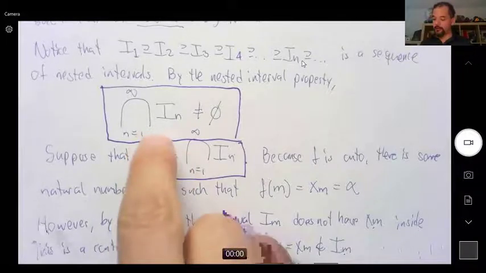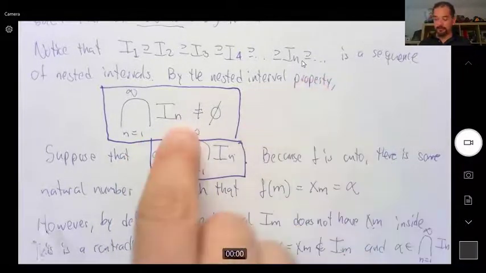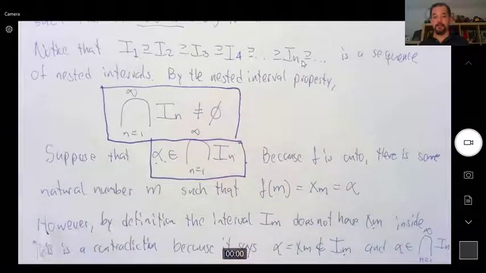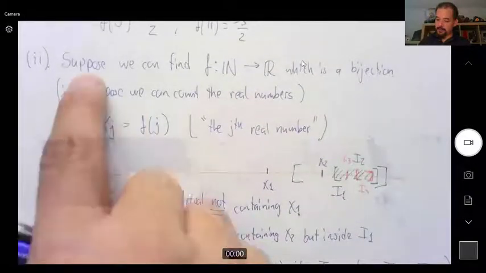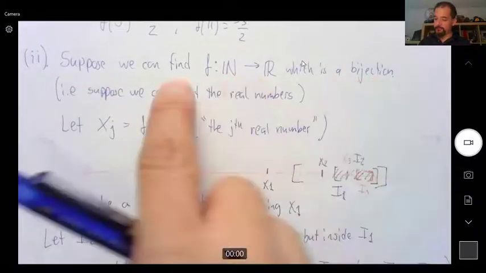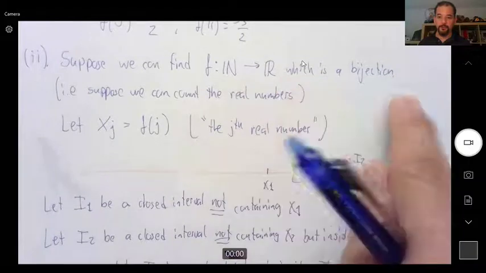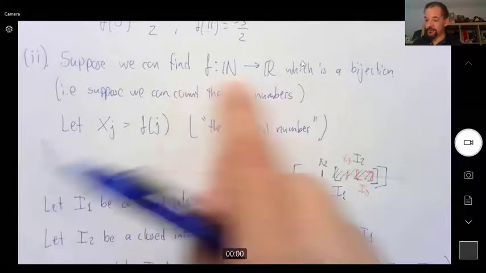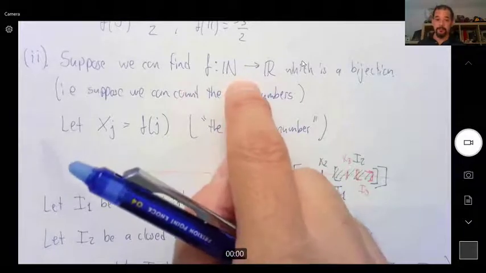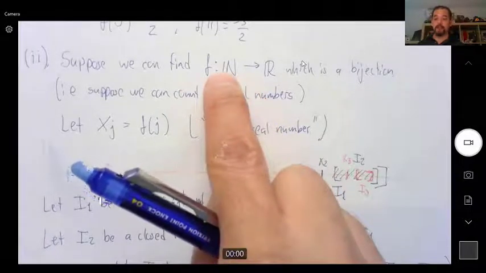However, the nested interval property says that the intersection cannot be empty. So something's wrong. And so where is it? I mean, we got something wrong here. What's the only thing we assumed? The only thing we assumed is right here at the top. That we can find this function. That's what's wrong to begin with. So the only logical conclusion is that this function does not exist, right? This function f cannot happen.